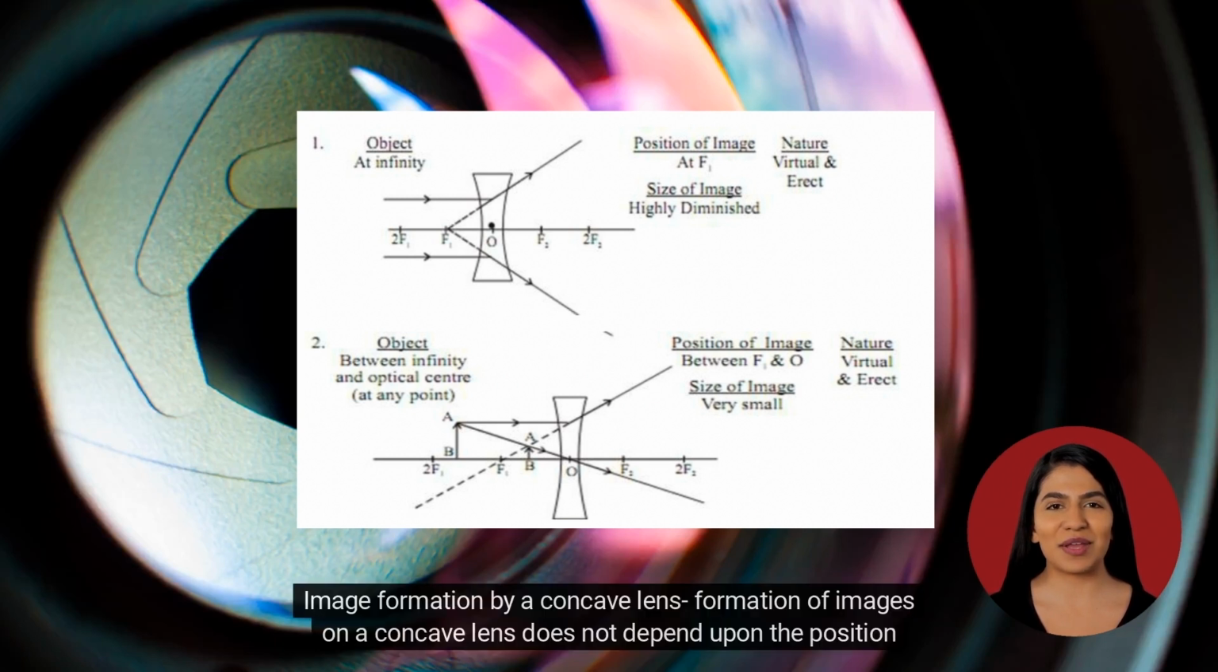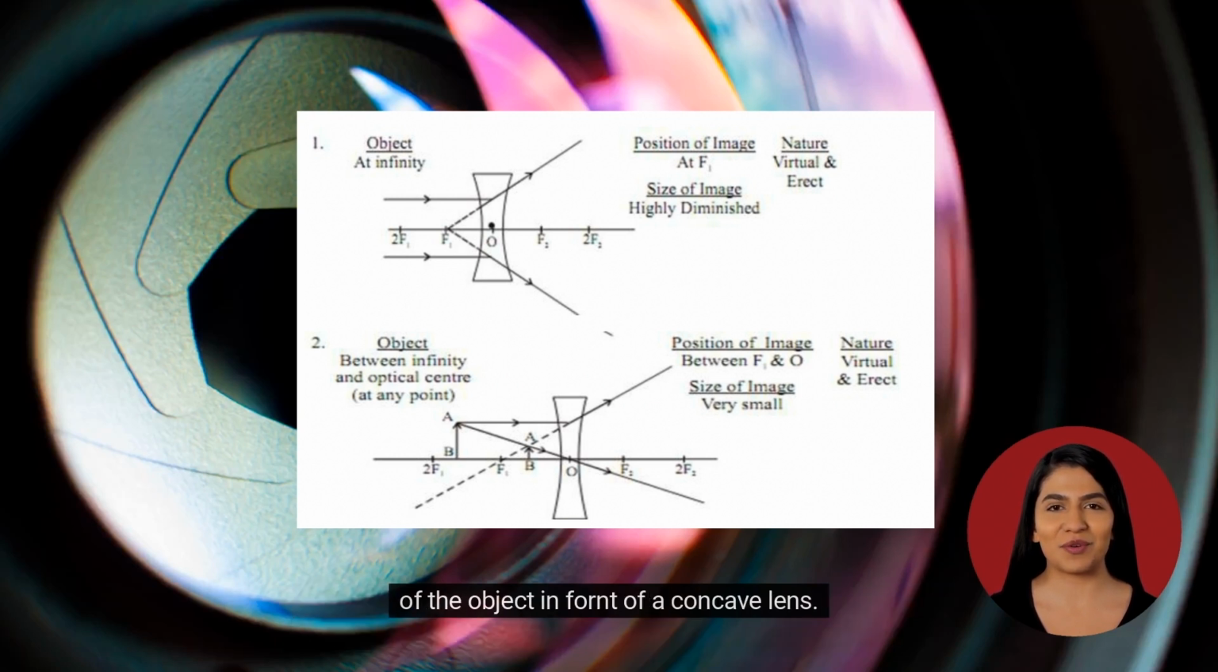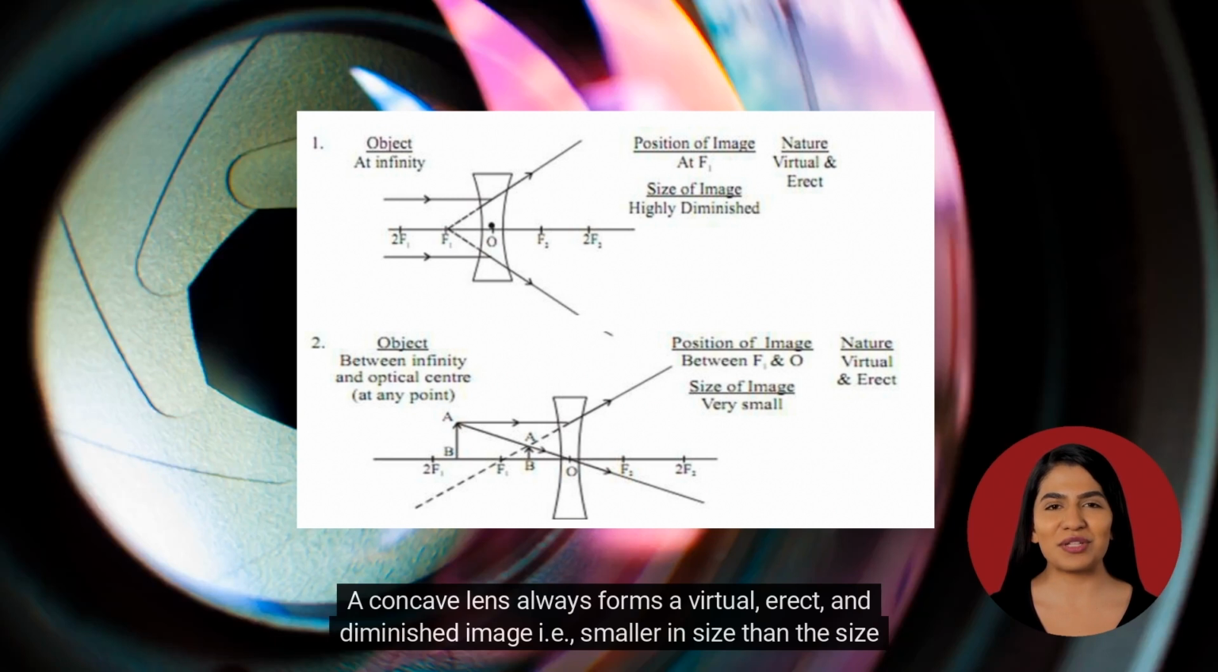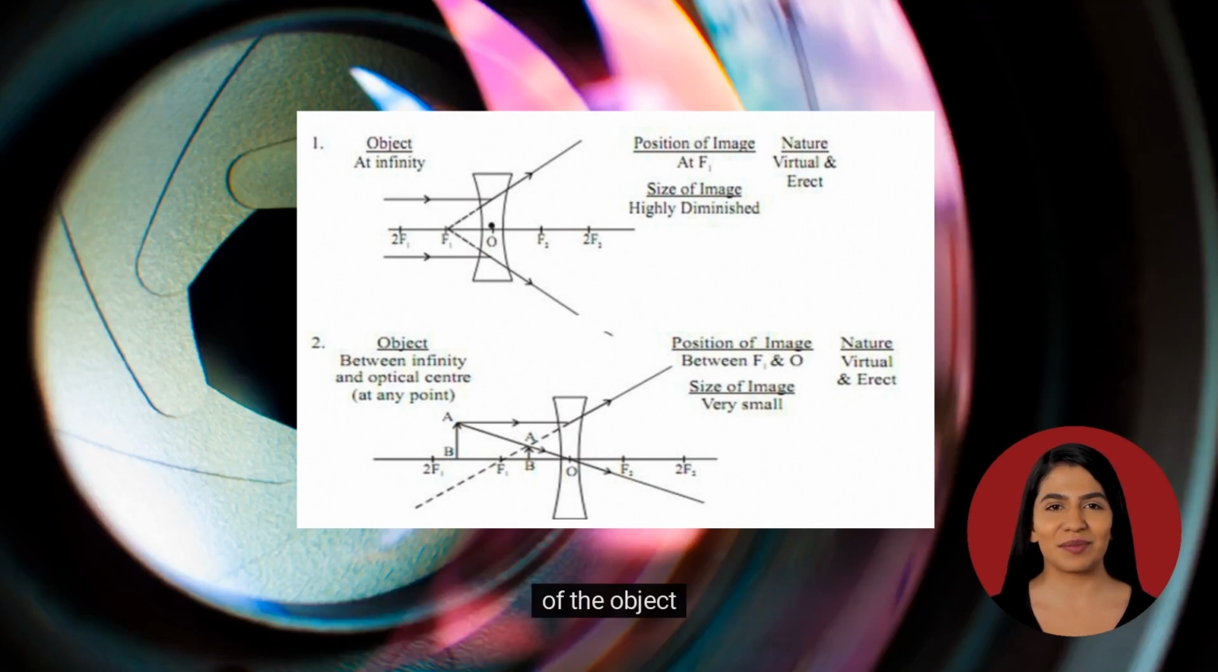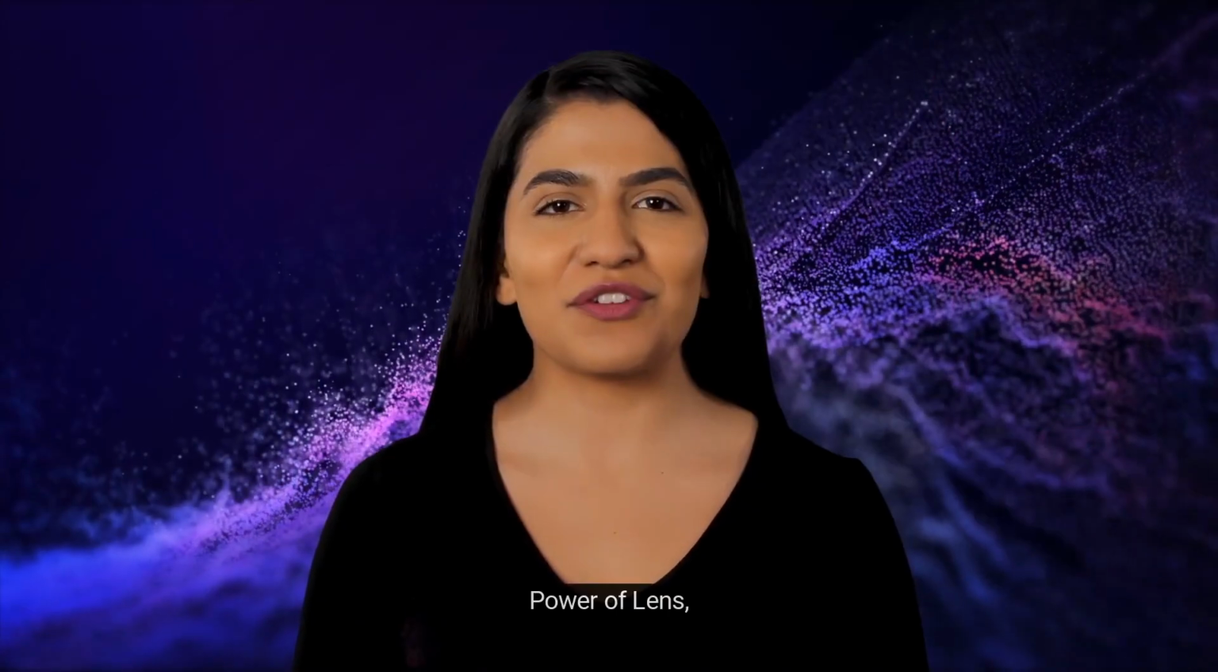Image formation by a concave lens. Formation of images on a concave lens does not depend upon the position of the object in front of a concave lens. A concave lens always forms a virtual, erect, and diminished image, i.e., smaller in size than the size of the object. Power of lens.